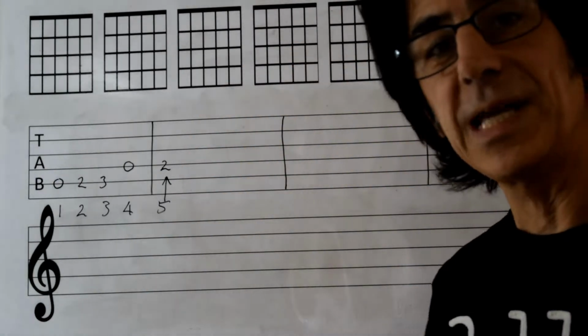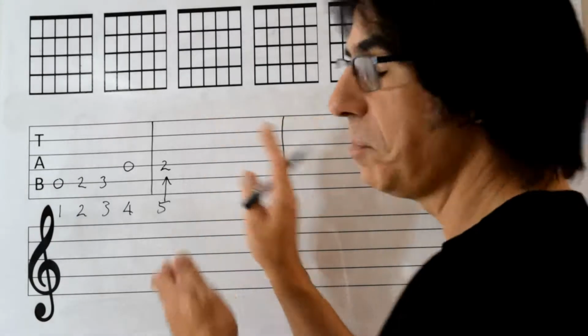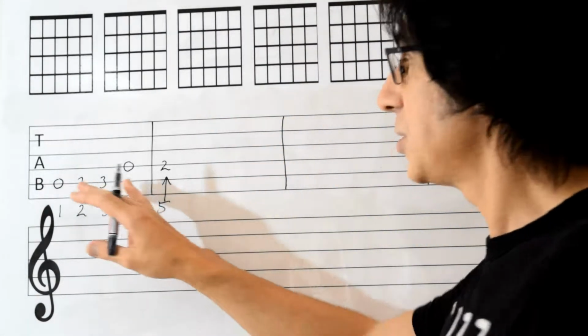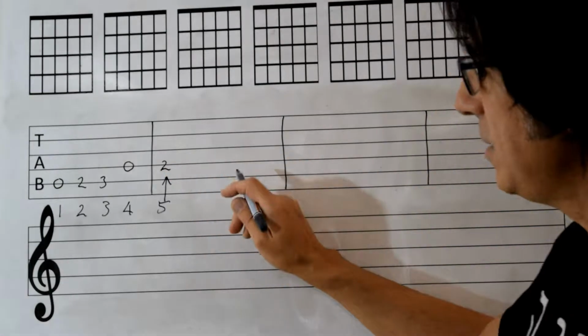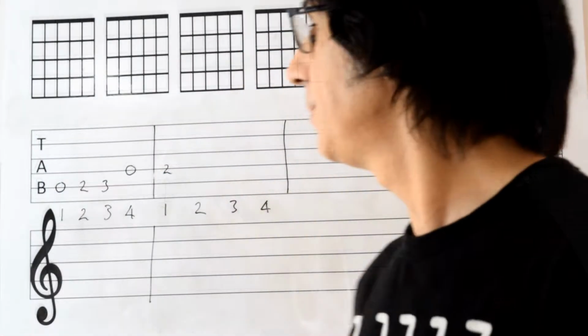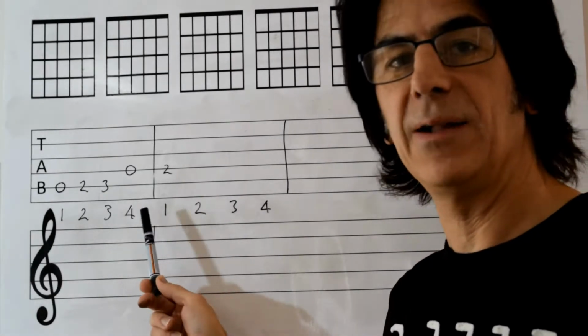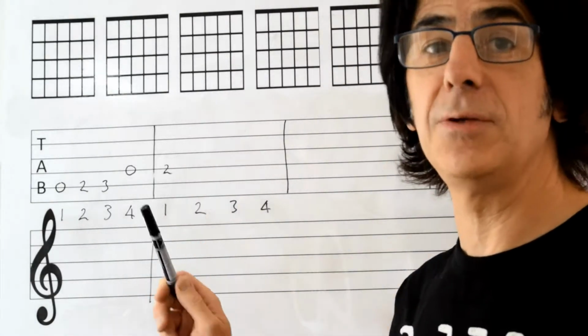Okay, we call that the end of a phrase. That means we're going to have a pause of some kind, otherwise it's not a phrase. It's just going to be a longer phrase then, if we continue. So, now that we got to this point, we've got to decide how long we're going to pause for before we do the next phrase.